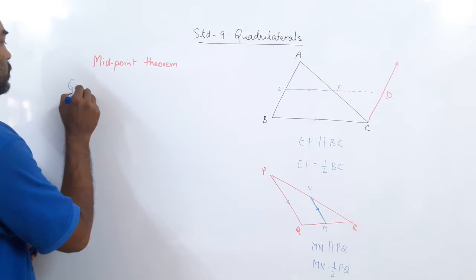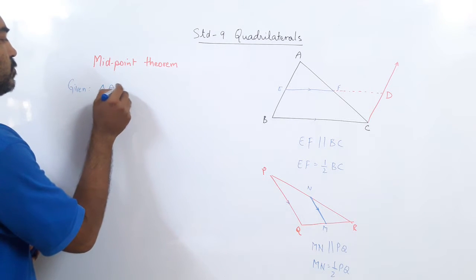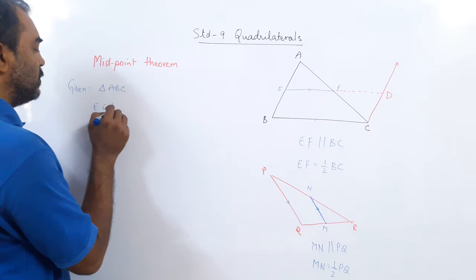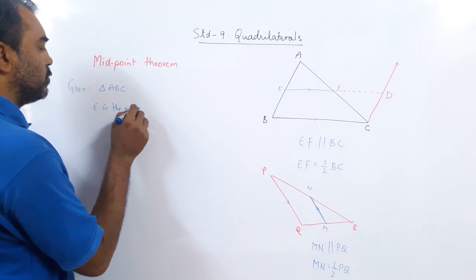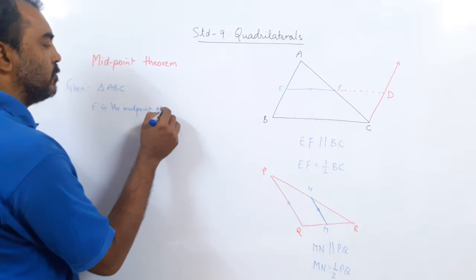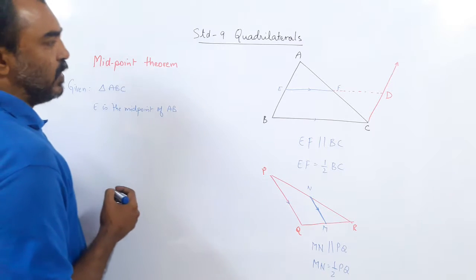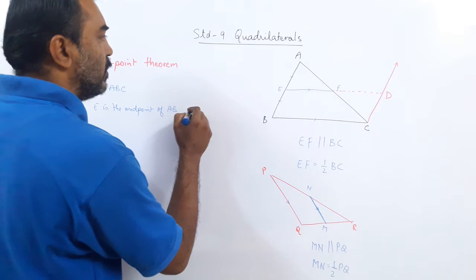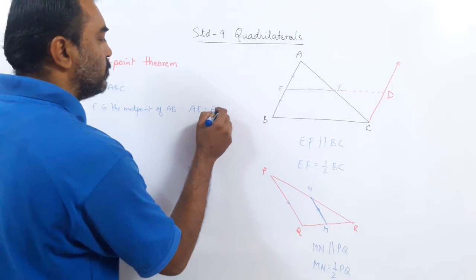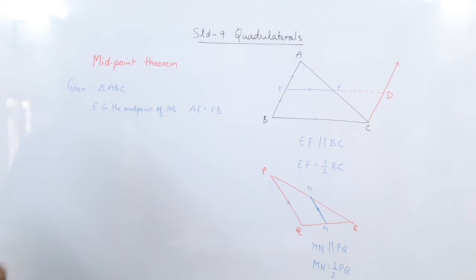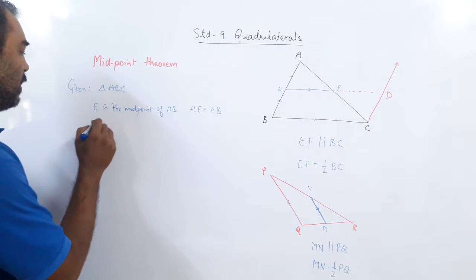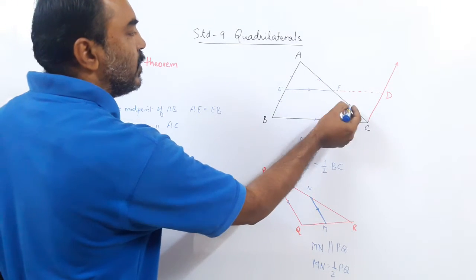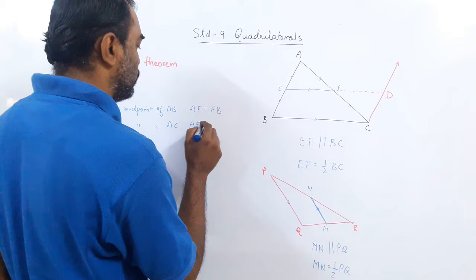What is given to us? A triangle ABC is given to us. Then we have E is the midpoint of AB. So if E is the midpoint of AB, then we can write, midpoint means this side and this side is equal, AE equal to EB. Yes, E is the midpoint of AB, so AE is equal to EB. And F is the midpoint of AC, it would mean AF equal to CF or FC.